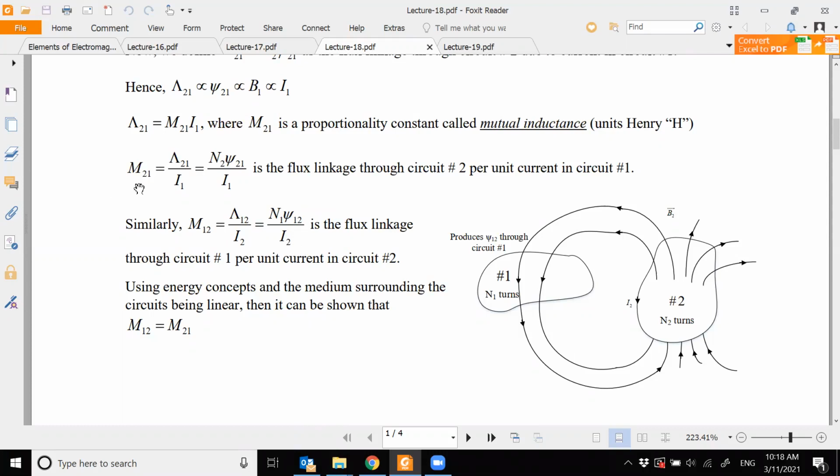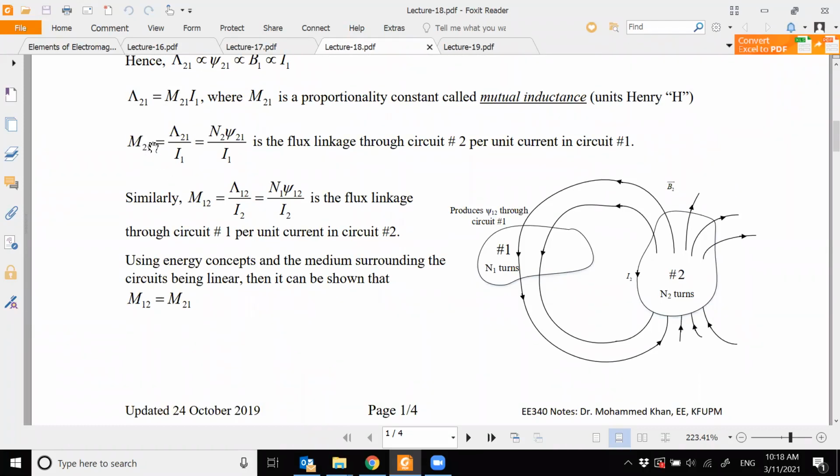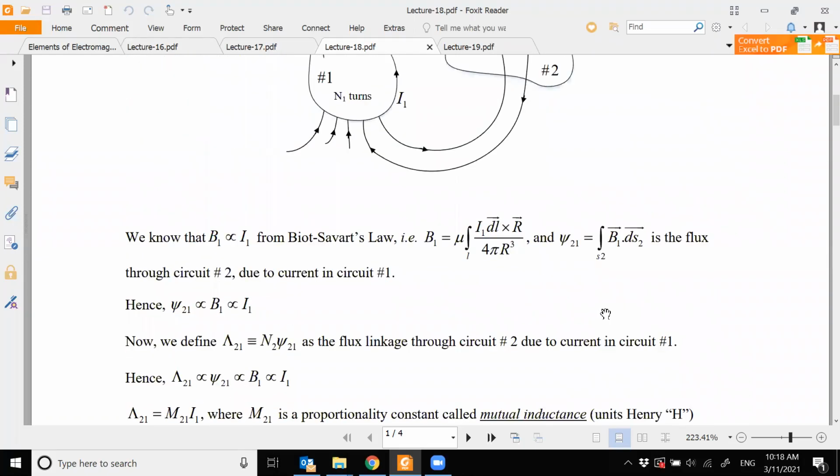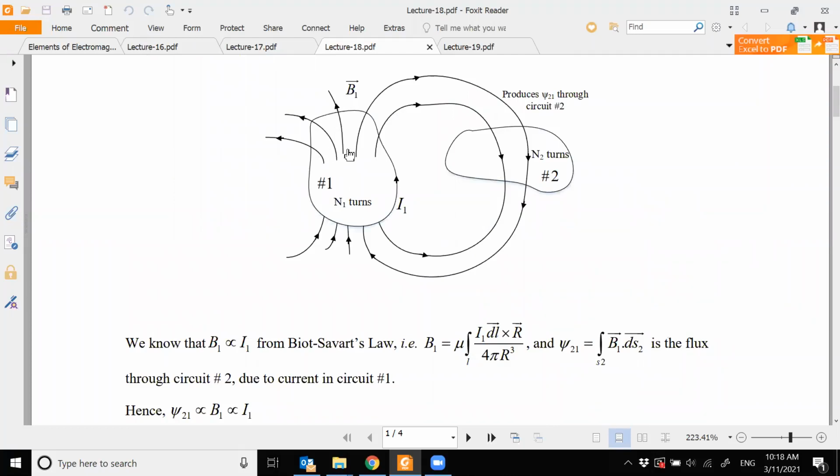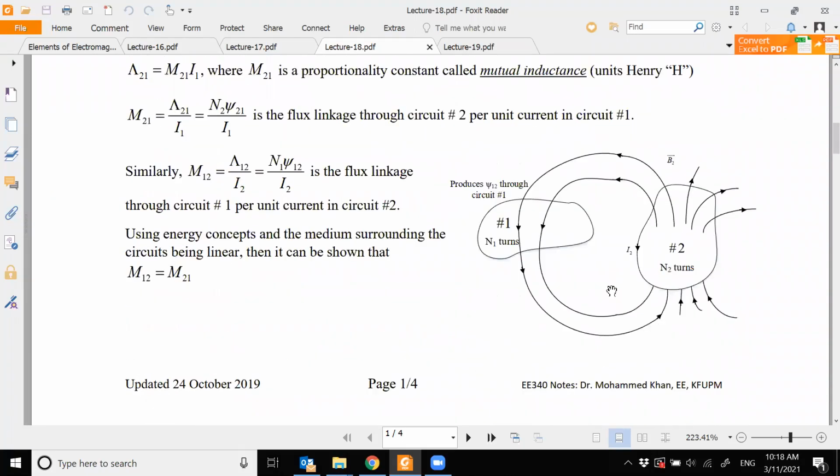Okay, so these two are called mutual inductance, and from energy conservation we can prove that both are equal. M12 is M21. But proving this is out of the scope of our course, so we will just take this. So these mutual inductances, either here due to the influence of this one, or here due to the influence of this one, are the same.